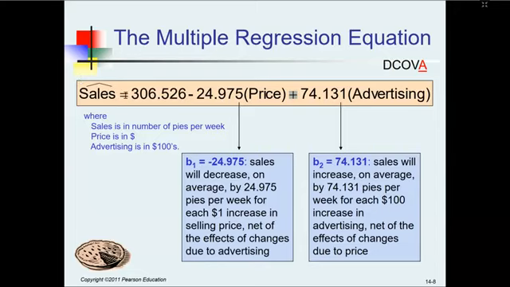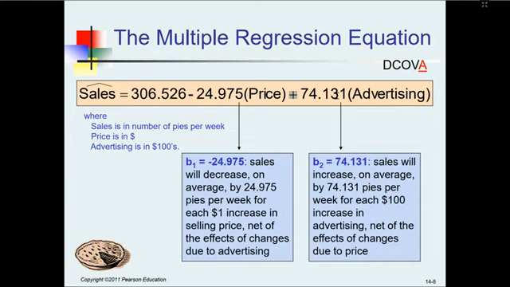Okay, so how do you interpret the 74.131? What it means is that when advertising volume is increased by 1 unit, the corresponding increase in sales is 74.131.